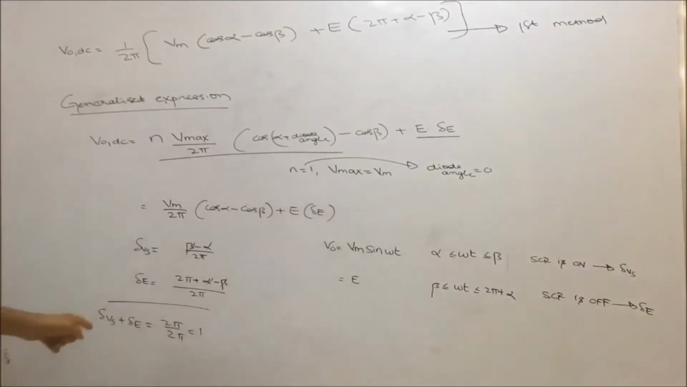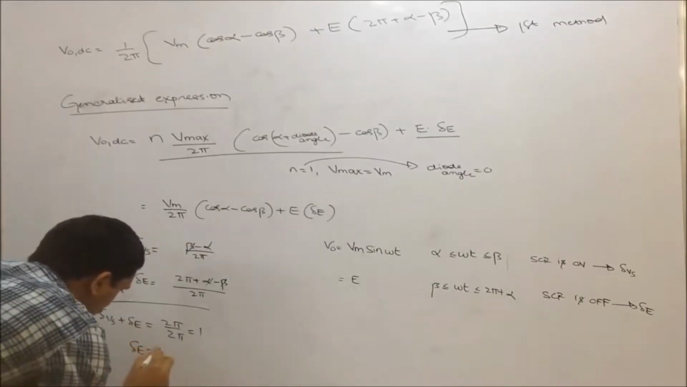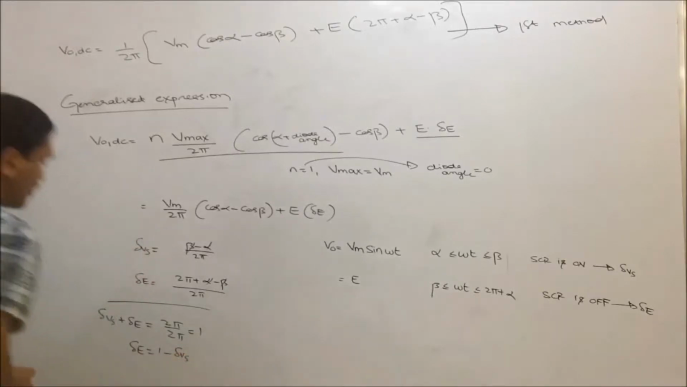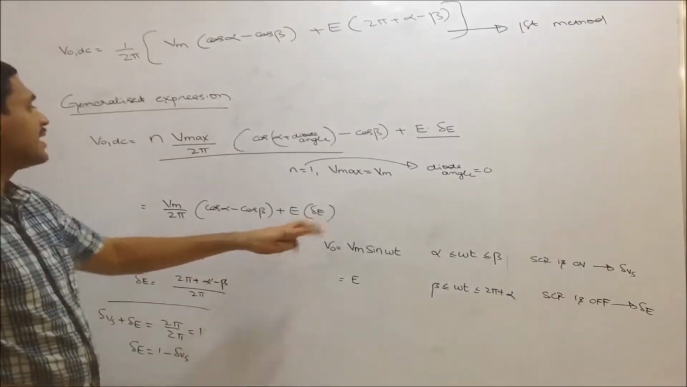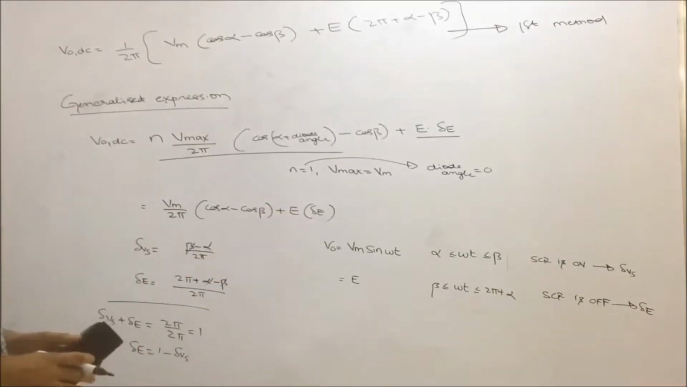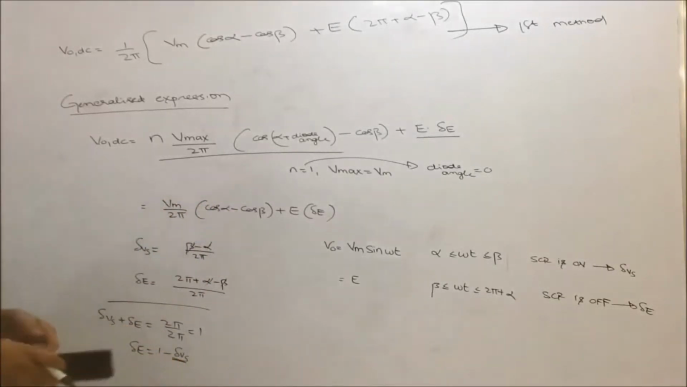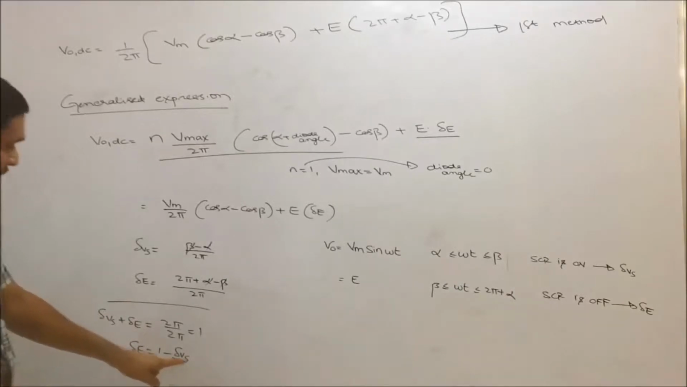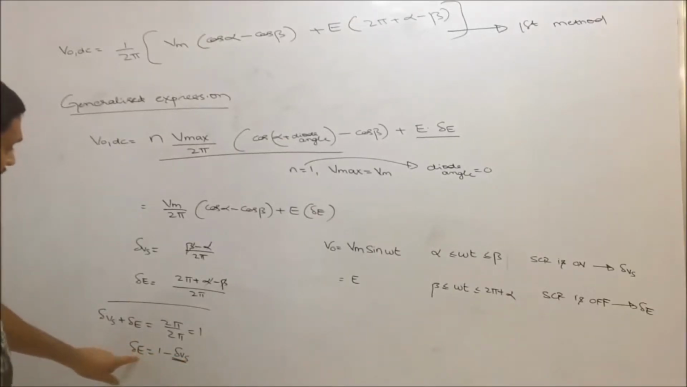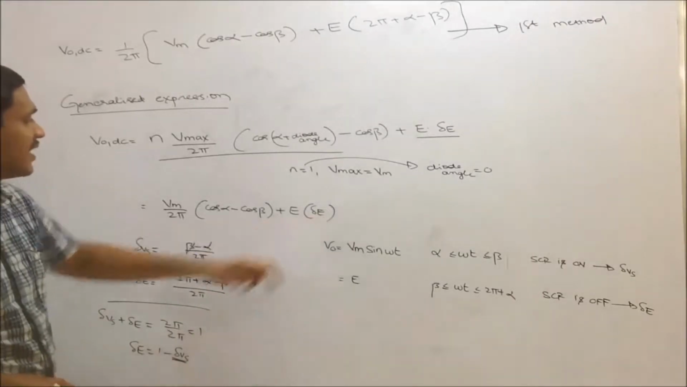Now delta Vs plus delta E equal to 1. But I want delta E. Delta E is 1 minus delta Vs. So now I substitute delta E in terms of delta Vs and then I will simplify. Generally in problems it is easy to calculate delta Vs. That's why we are writing delta E in terms of delta Vs, and then we are doing the simplification. Otherwise also you can directly simplify delta E.